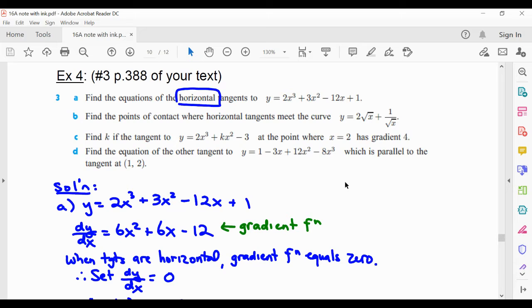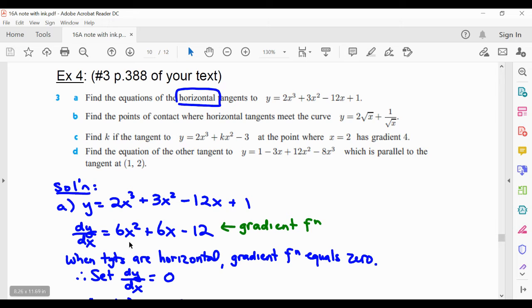So the steps are the same. We need to take the derivative and then evaluate it at a particular value of x to find the value of the slope of the tangent. And then we can write the equation using that slope and the point that we care about. But here it's a bit trickier because they didn't give us an x value that we care about. They just want us to have horizontal tangents. So let's start by finding the value of the slope of the tangent.